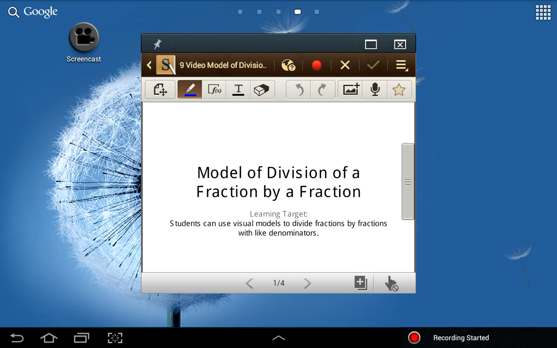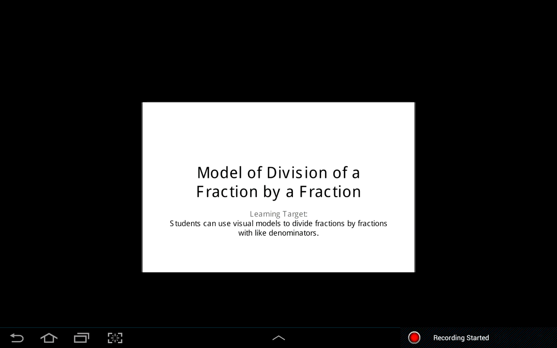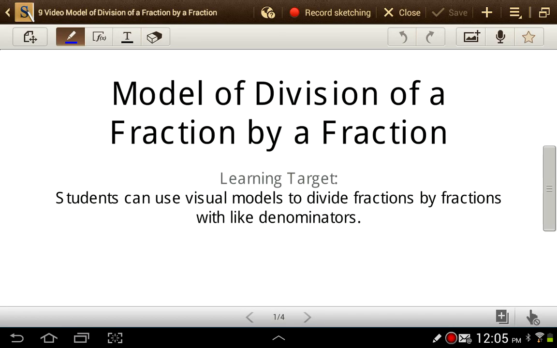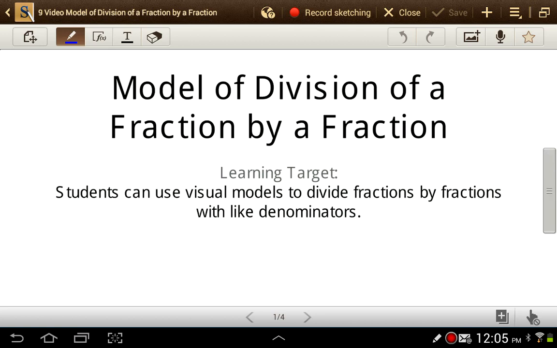Alright guys, let's get on with our next lesson here. So today we're going to do the model of division of a fraction by a fraction. It's actually going to be a 2-day lesson, so you have 2 videos on this.